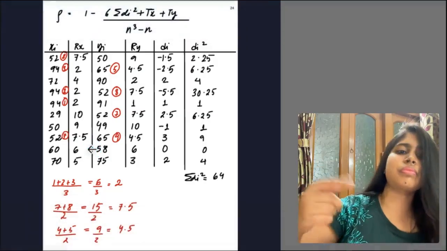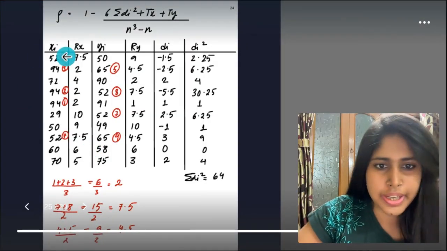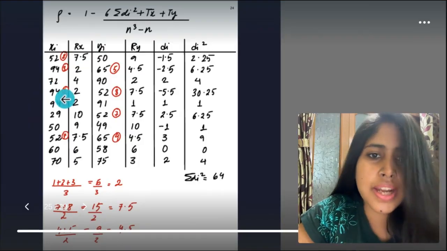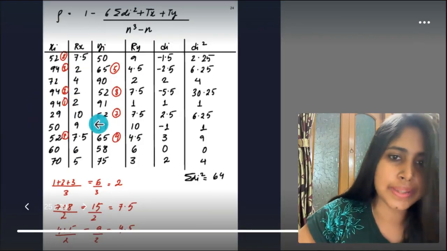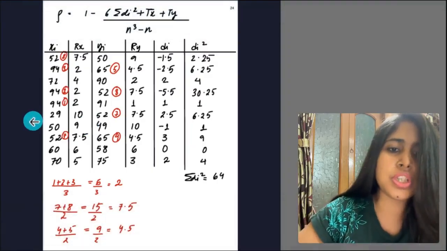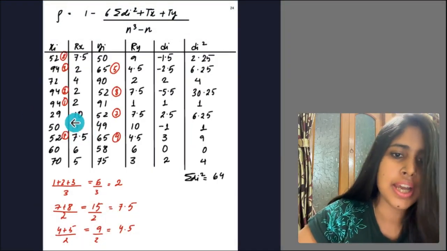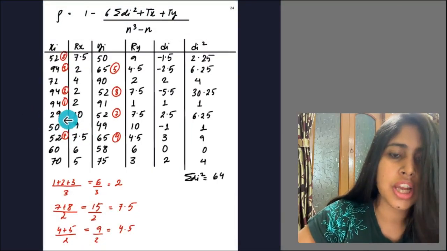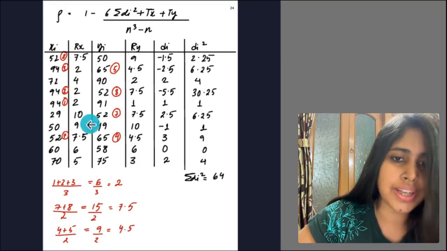Okay. So the last rank which we used was 8. For the next highest value, we will use the rank 9. Okay, we need to remember this: for 50, we use the rank 9. And for the last value, which is 29, we use the rank 10.